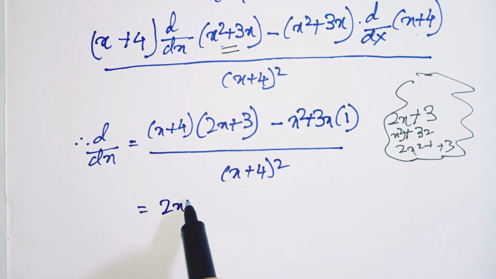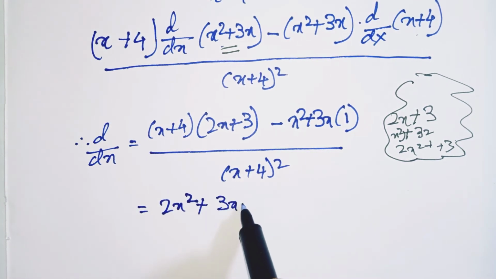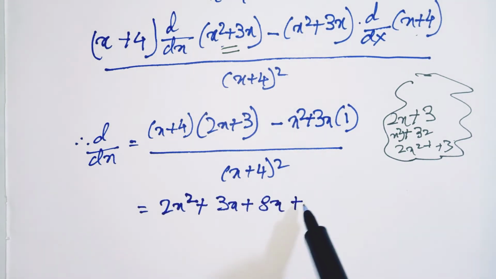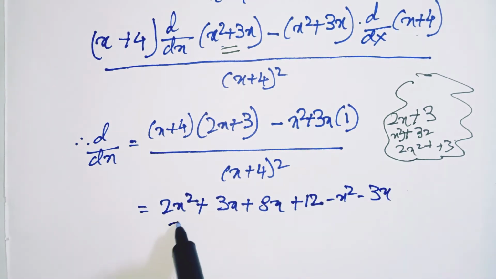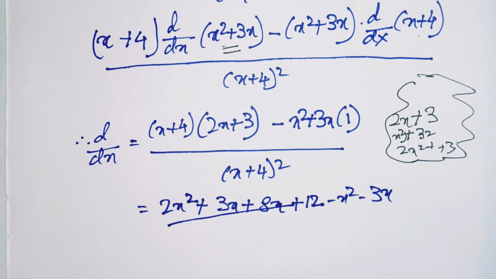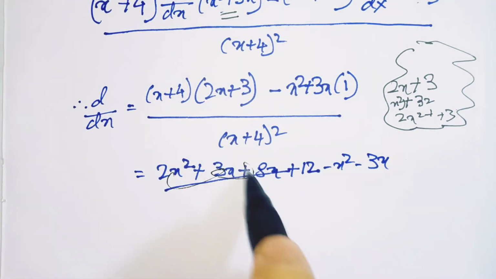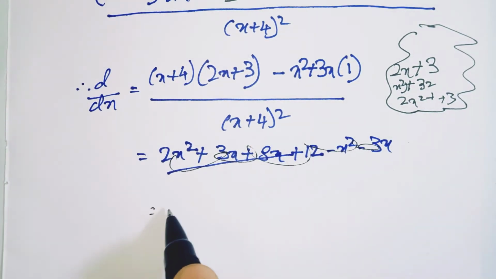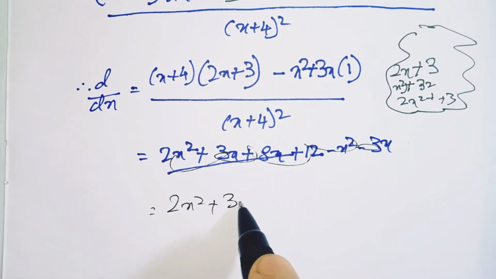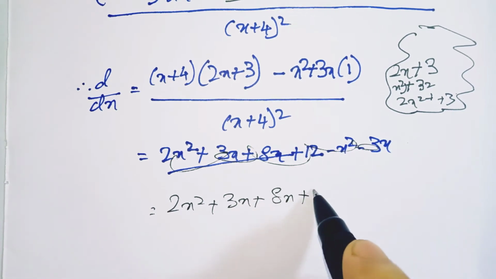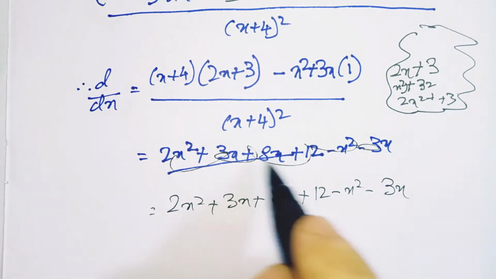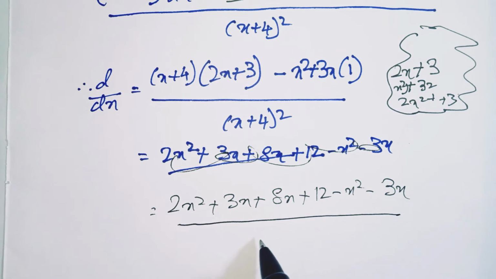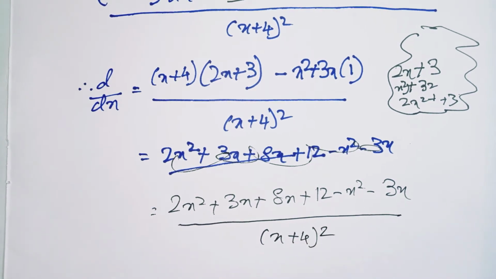So it would be 2x squared plus 3x plus 8x plus 12, and then it would be minus x squared minus 3x. Oh, I'm so sorry, I need to write it once more for you. So this part you can omit. Let me write it. It would be 2x squared plus 3x plus 8x plus 12 minus x squared minus 3x. I'm keeping this part for a definite reason, I can just write it as x plus 4 whole squared.